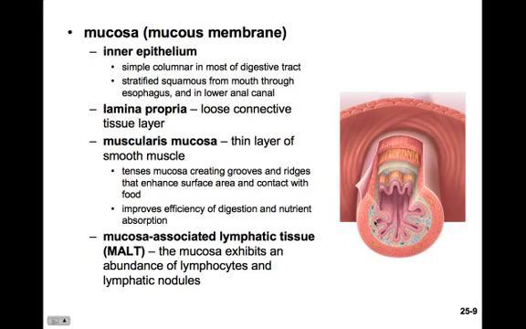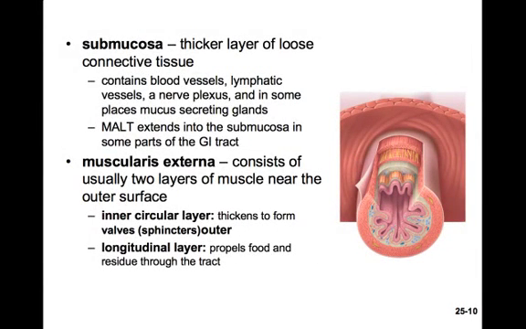We'll also see that there is mucosa-associated lymphatic tissue. Now you'll remember about this from our chapter on the lymphatic system. MALT, mucosa-associated lymphatic tissue. Next we have the submucosa.